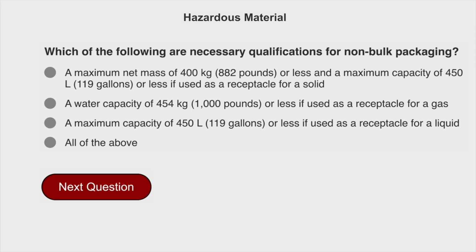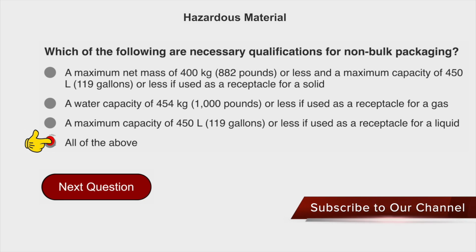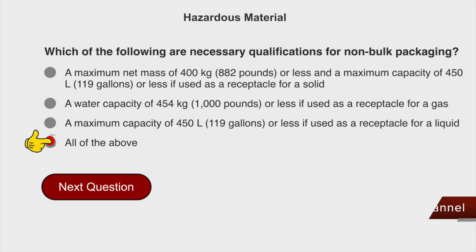Which of the following are necessary qualifications for non-bulk packaging? All of the above. A maximum net mass of 400 kilograms, 882 pounds or less, and a maximum capacity of 450 liters, 119 gallons or less if used as a receptacle for a solid. A water capacity of 454 kilograms, 1,000 pounds or less if used as a receptacle for a gas. A maximum capacity of 450 liters, 119 gallons, or less if used as a receptacle for a liquid.